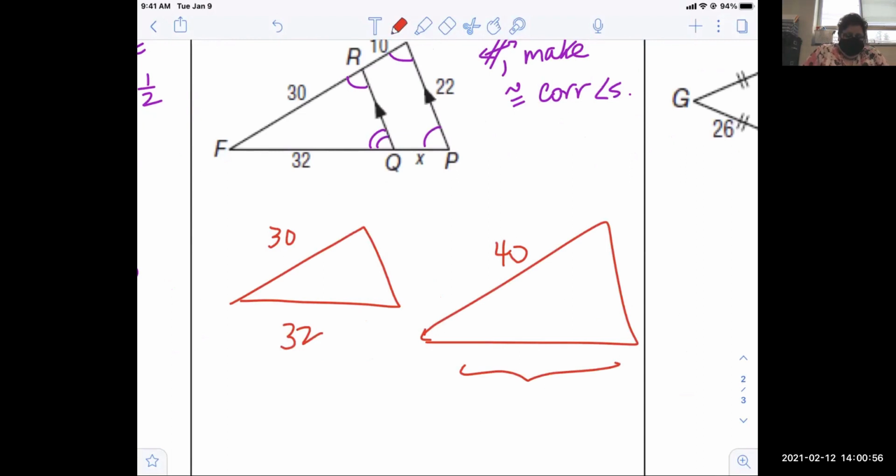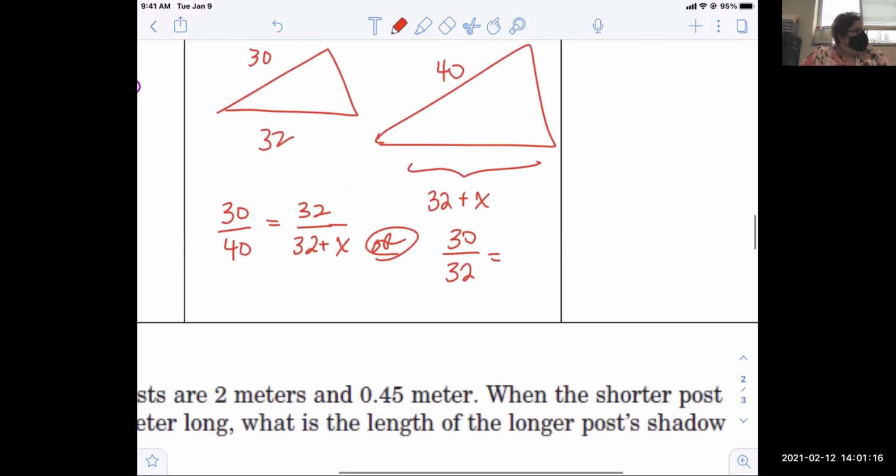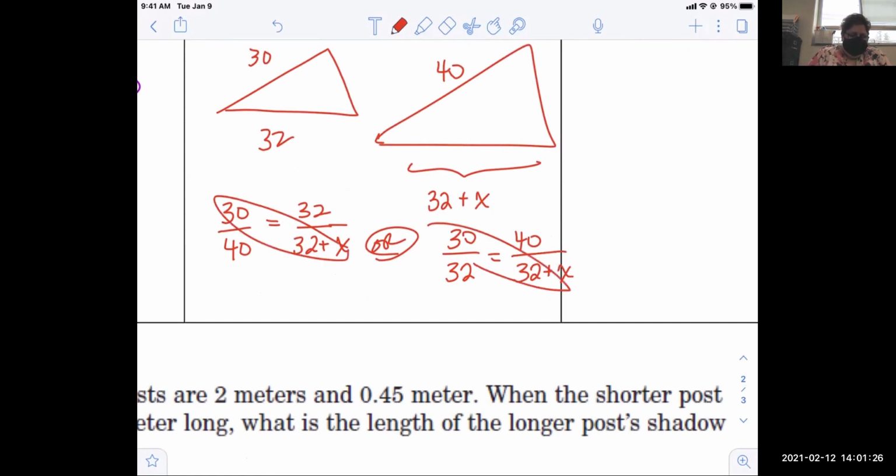Jackson? 32 plus X. So then we could do 30 to 40 equals 32 over 32 plus X. Or if I did 30 over 32, what would be the other side of that proportion? Charlie? 40 over 32 plus X. Now they should give you the same thing. Again, they're equivalent because 30 times 32 plus X equals 40 times 32. Okay, those are equivalent proportions. They should give you the same answer.